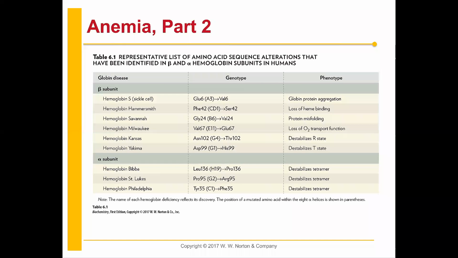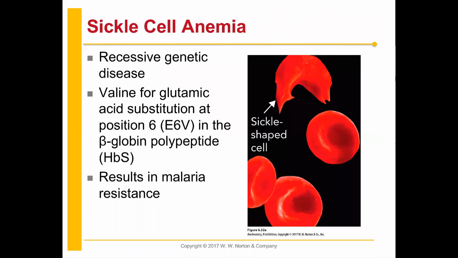And we're going to talk really briefly about one of them, and that is sickle cell anemia. Now, this is a recessive genetic disease. So you need 2 copies in order to have a full-blown disease. And it's just a substitution of valine for glutamic acid, a 1 residue substitution in the beta peptide. And we call this mutated one HbS, so hemoglobin S.